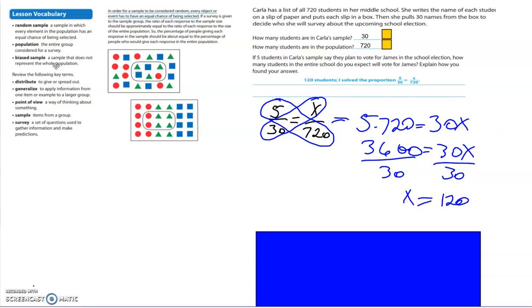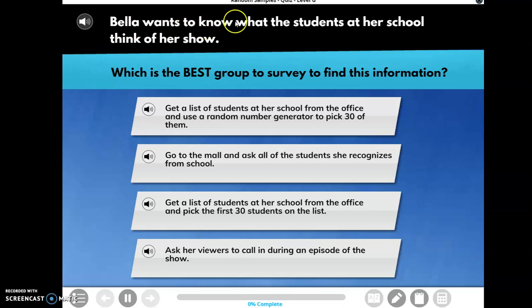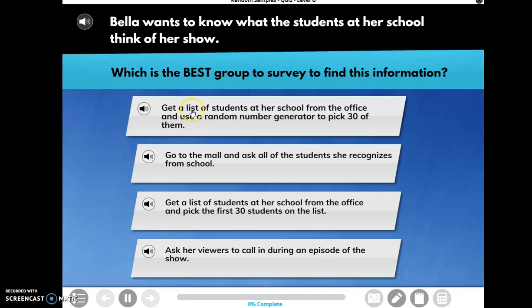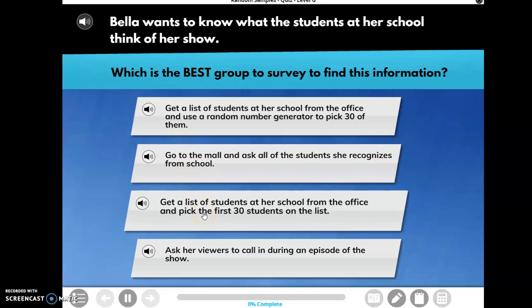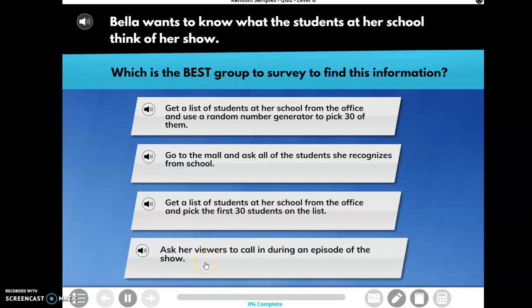So I'm going to show some questions from the quiz, and we'll go from there. In this one, Bella wants to know what the students at her school think of her show. Which is the best group to survey to find this information? A list of students, and use a random number generator to pick 30 of them. Go to the mall and ask the students that she recognizes. A list of students at the school from the office and pick the first 30 students. Or ask her viewers to call in during an episode of the show.